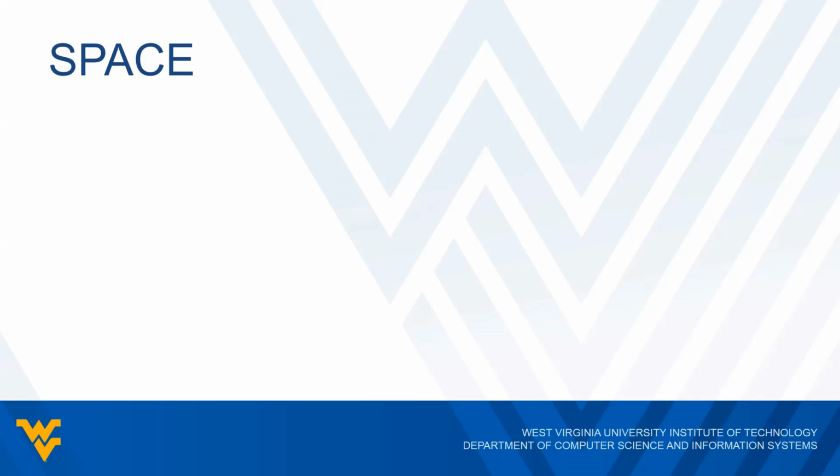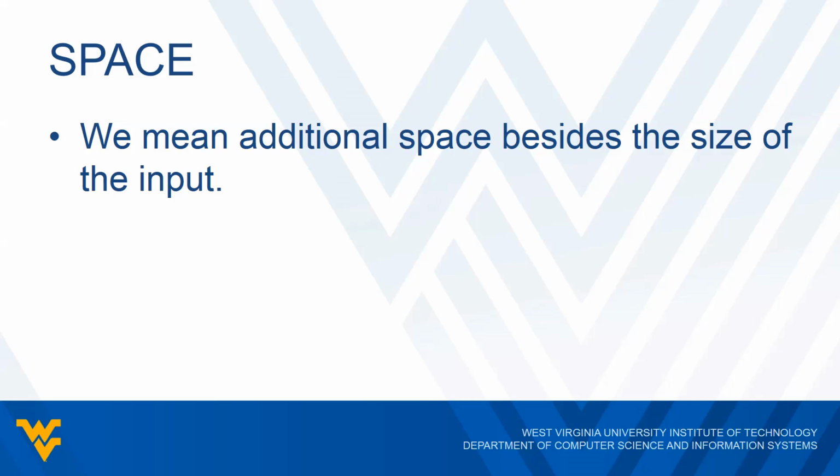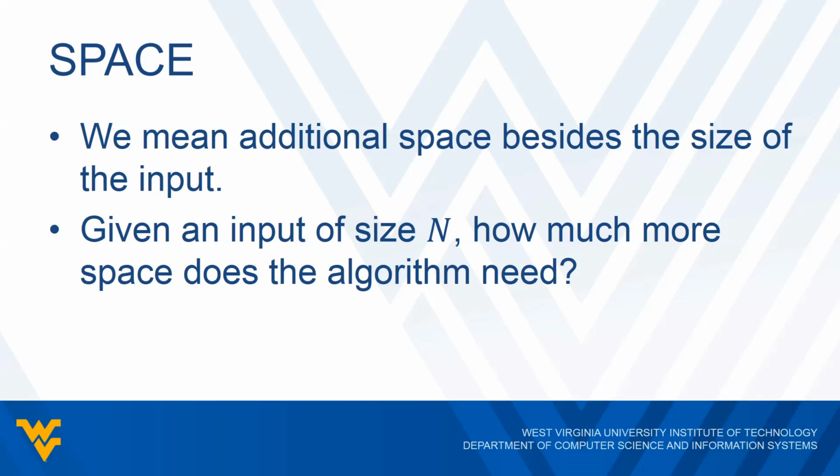Now, when we say space, we don't mean physical hard drive or USB drive space. We don't talk about it in terms of the number of gigabytes or megabytes or terabytes or anything like that. What we mean is the additional space besides the size of the input. So if we're given an input of size n, we'll use n here for both the variable that represents the time and the space, how much additional space on top of the input do we need to complete the algorithm? Do we need the same amount of space? Do we need a bunch more space? Do we need very little space? So we're going to look at how much additional space we need along with storing the input.